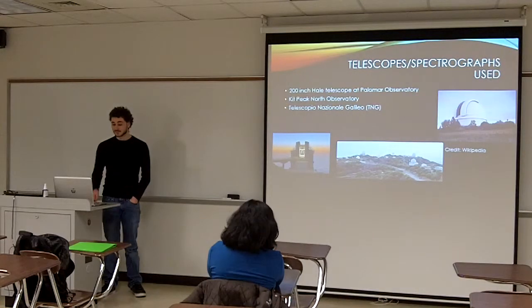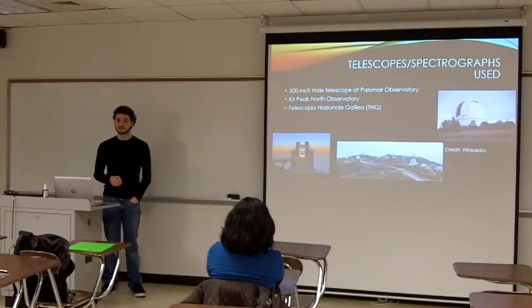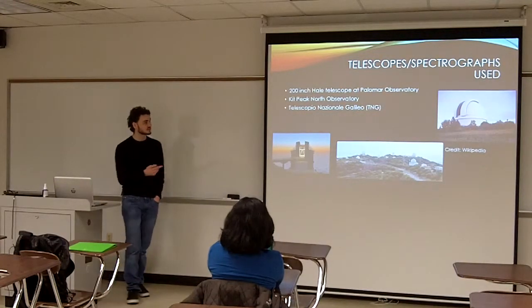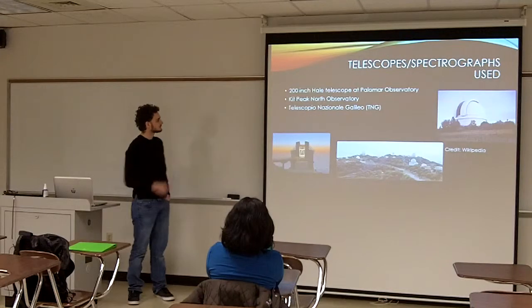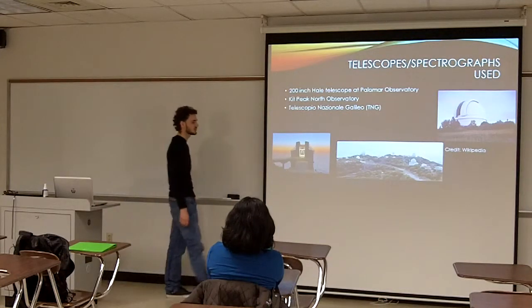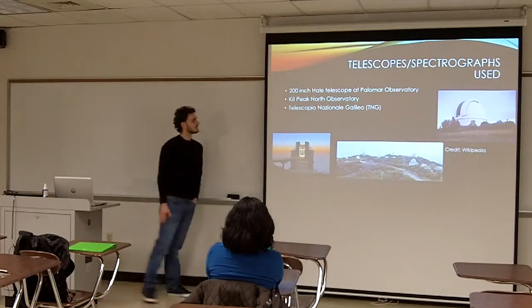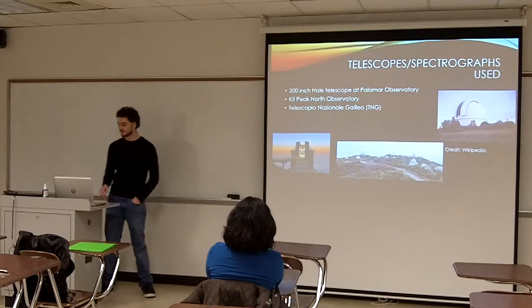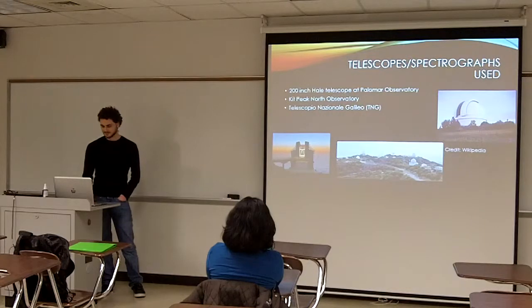Now, I got my spectra off the NASA IPAC Extragalactic database, so there were a lot of different telescopes used to gather my spectra. These are just the three main ones: the 20-inch Hale telescope at the Palomar Observatory over there, the Kitt Peak North Observatory, which is one of those, and then the Telescopio Nazionale Galileo, which is an Italian telescope, I believe in Italy.